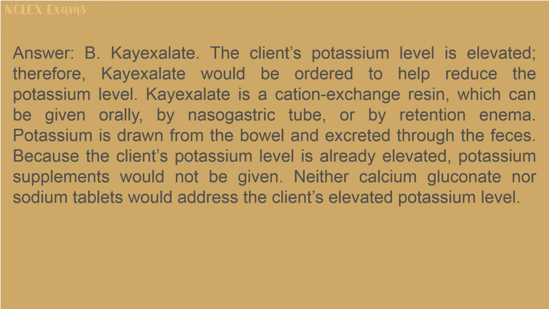Answer: B. Oxalate. The client's potassium level is elevated, therefore, oxalate would be ordered to help reduce the potassium level. Oxalate is a cation exchange resin, which can be given orally, by nasogastric tube, or by retention enema. Potassium is drawn from the bowel and excreted through the feces. Because the client's potassium level is already elevated, potassium supplements would not be given. Neither calcium gluconate nor sodium tablets would address the client's elevated potassium level.